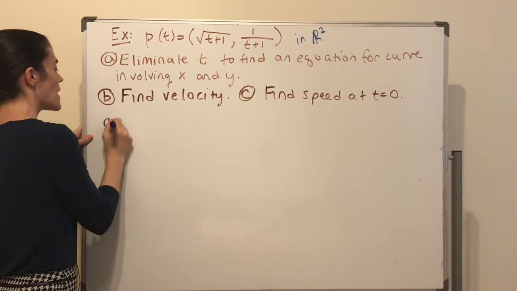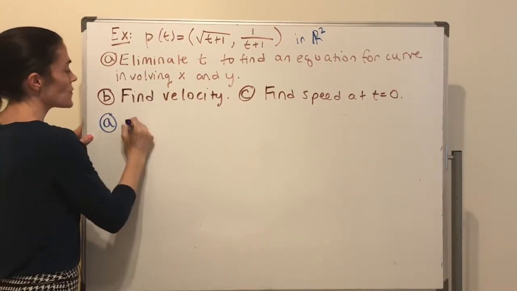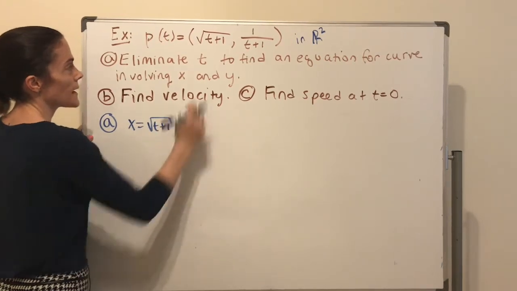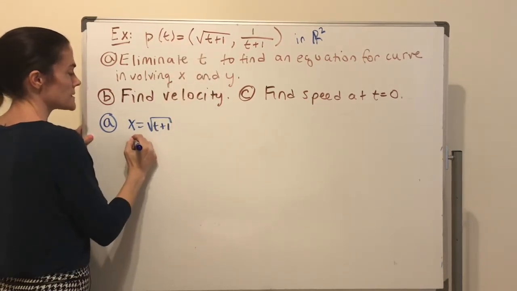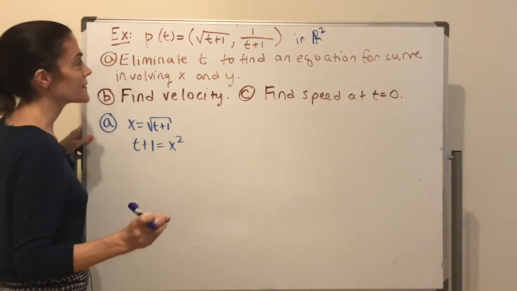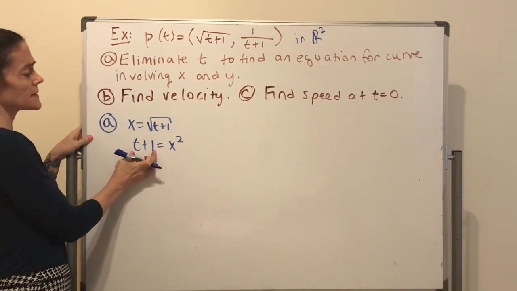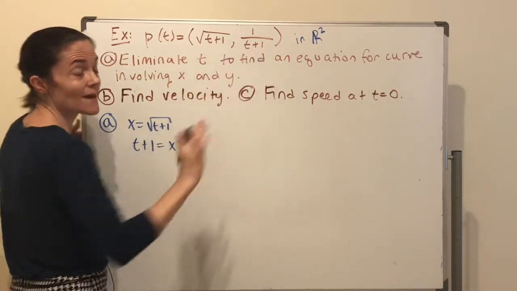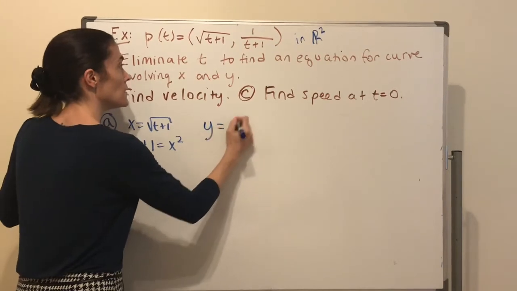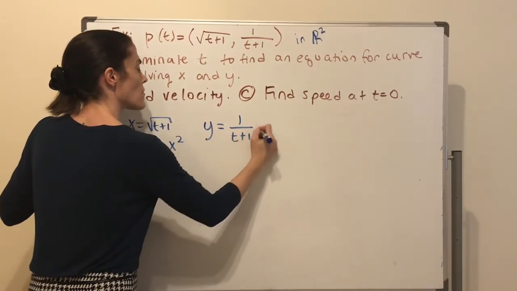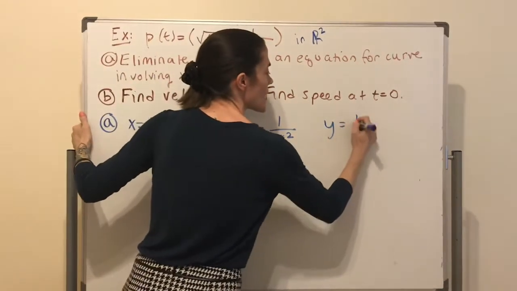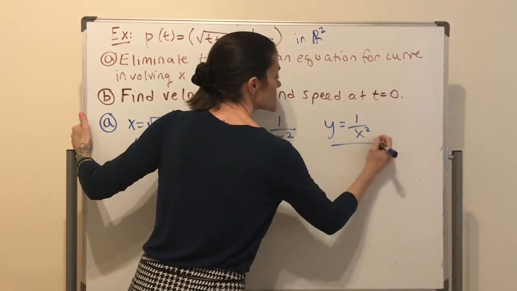Okay? Well, we know that x is square root t plus 1. And so that says that t plus 1 is x squared. Well, I'll just leave it like this. I could solve for t, but you notice I have a 1 over t plus 1 in my second component. And so the final answer for A would be y is 1 over x squared.